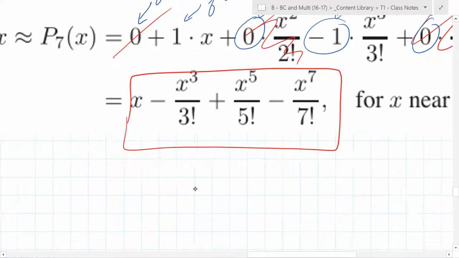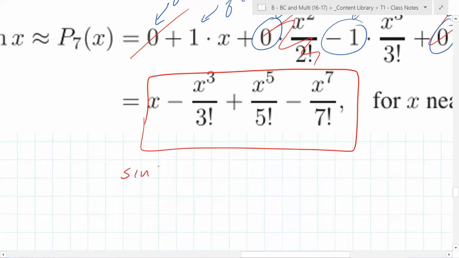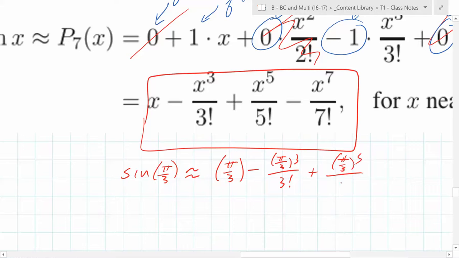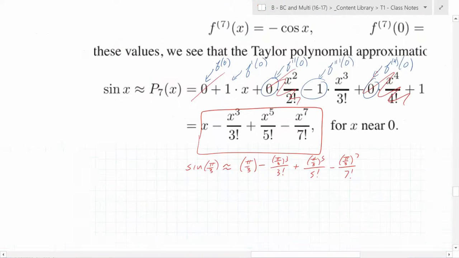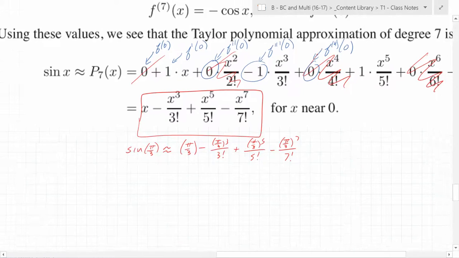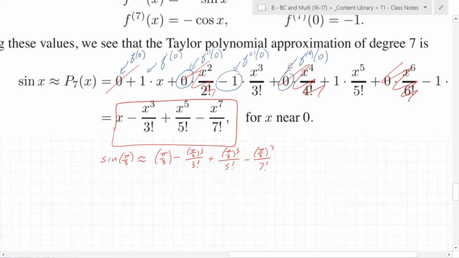Sure. So if you wanted your approximation, you could do sine of pi over 3 is approximately what? Pi over 3 minus what? The 3rd over 3 factorial plus pi over 3 to the 5th over 5 factorial minus pi over 3 to the 7th over what? So theoretically, can you plug that into your calculator and get a value? Absolutely.